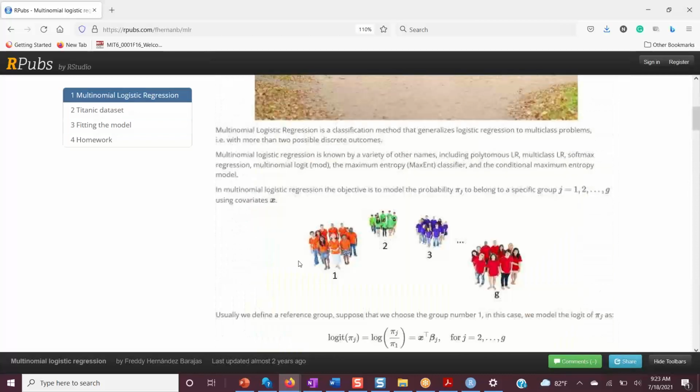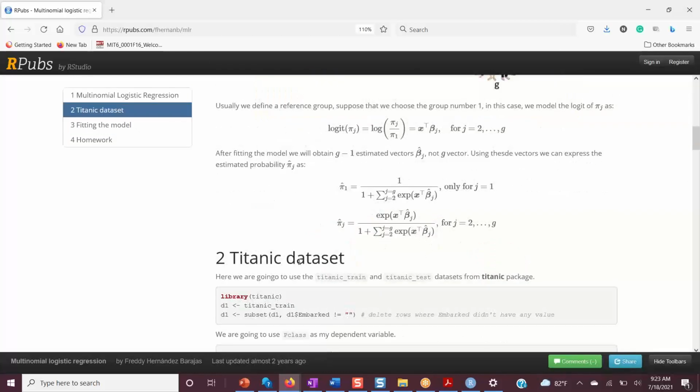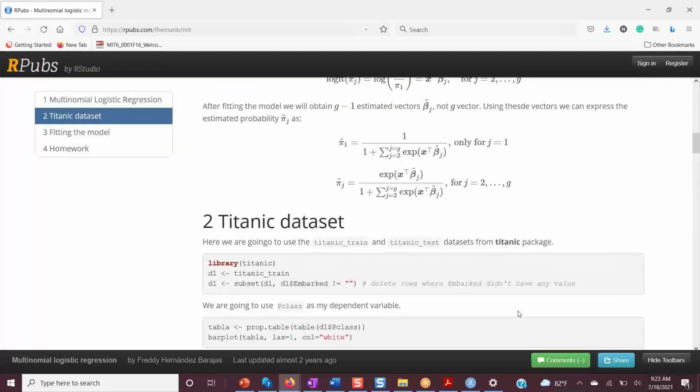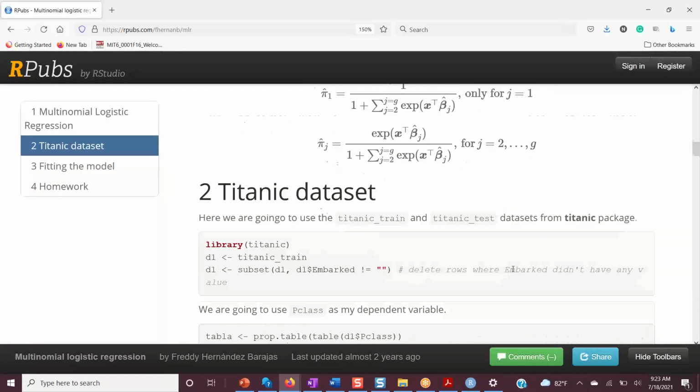No, this is not multinomial logistic. They say multinomial logistic. Okay, we can do the multinomial logistic also using the Titanic dataset. You all know the Titanic dataset, right? You remember that, everybody? Titanic dataset, we did that.